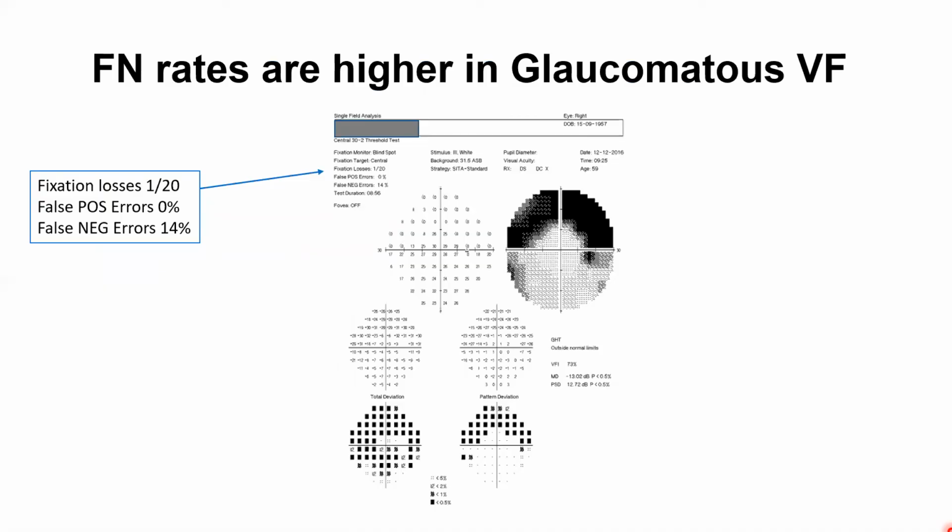False negatives are no longer registered because it was shown that the rate of false negatives is higher in glaucomatous visual fields. It's simply a property of the visual field, and the patient can do nothing about it. Like in this patient of mine, who has 0% of false positives, but the rate of false negatives is 14%. It's simply a property of his damaged field.